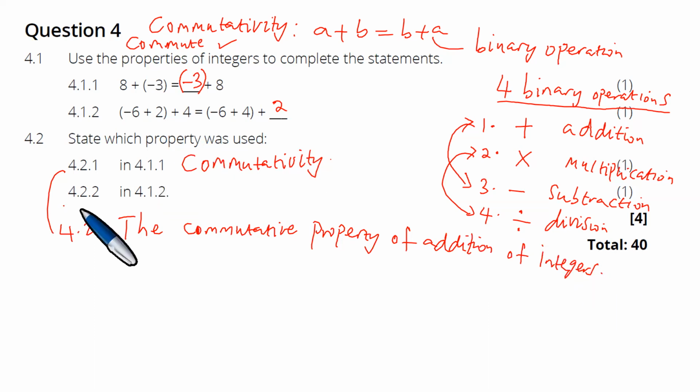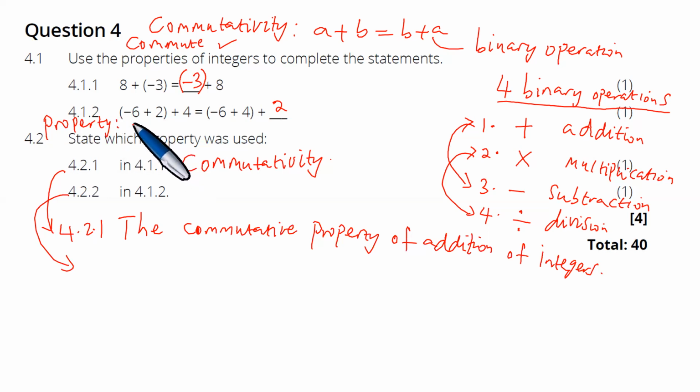Okay, now you have 4.2.2. What property was used here in 4.2.2? Commutative property. Okay, that's fine. That's fine, because it's tricky. 4.2.2 is tricky. So in 4.2.2, we're going to learn about the property.